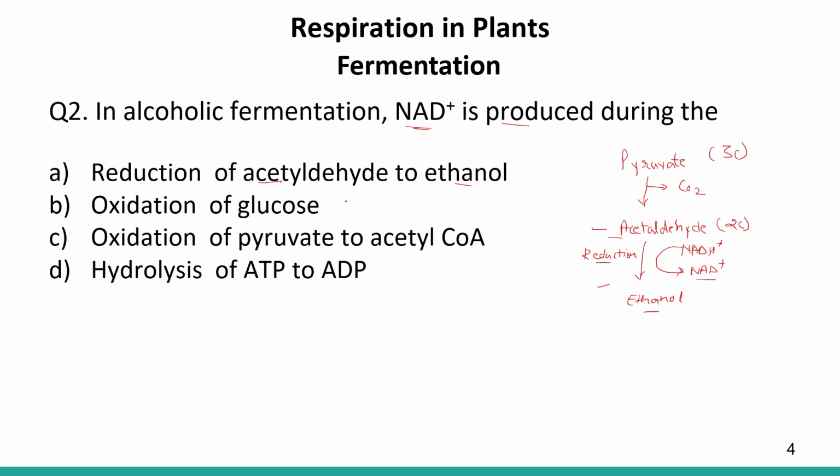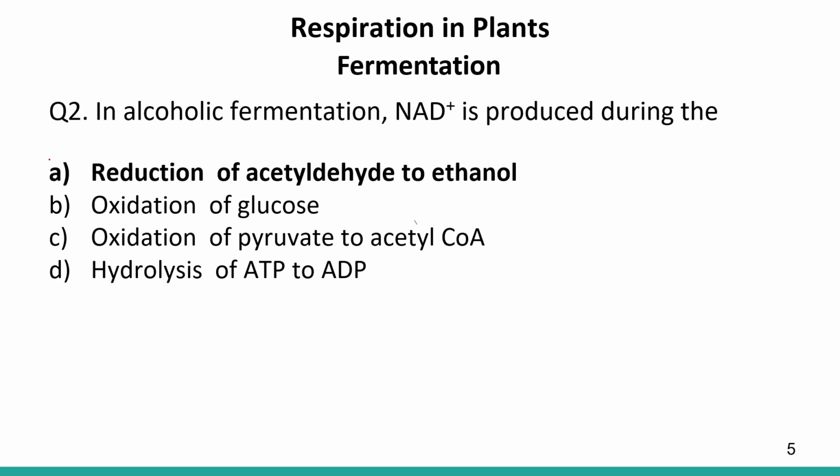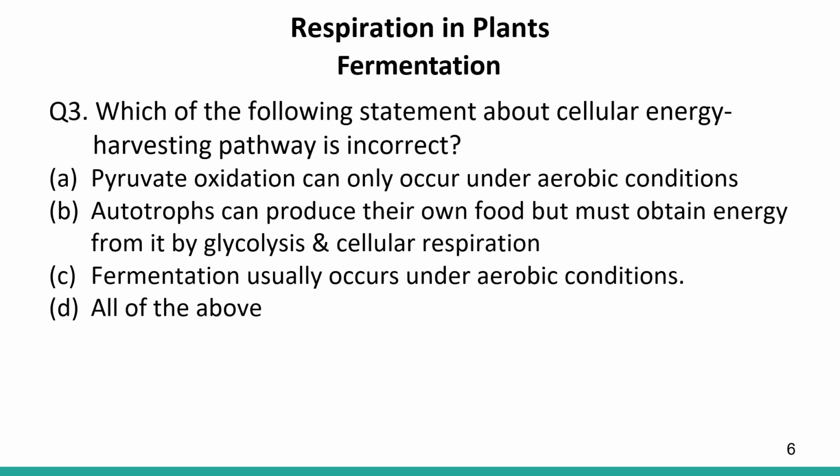Oxidation of glucose, this is not true, because NADH is produced there. Oxidation of pyruvate to acetyl coenzyme A, again they are talking of oxidative decarboxylation, and during this NADH is produced. And hydrolysis of ATP to ADP, this is also not correct. So what should be the answer? Answer is option A, reduction of acetaldehyde to ethanol.